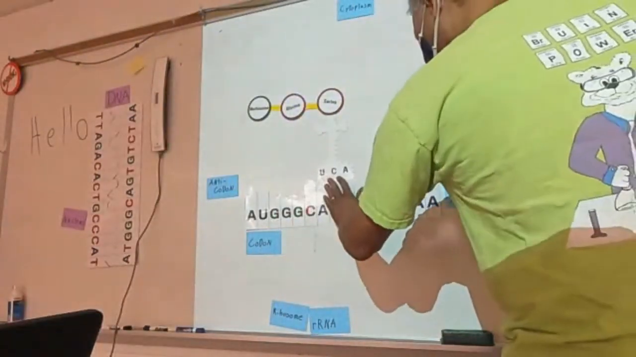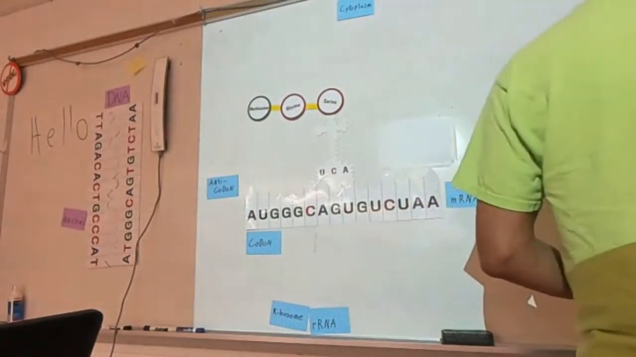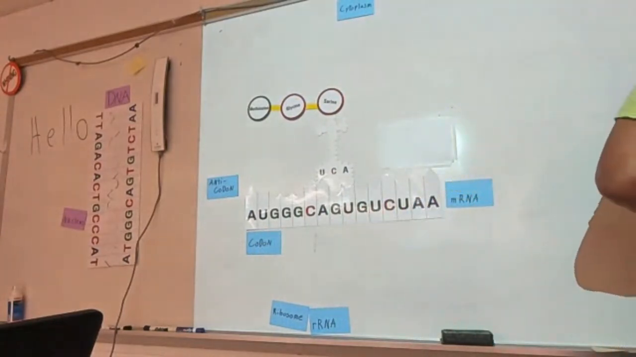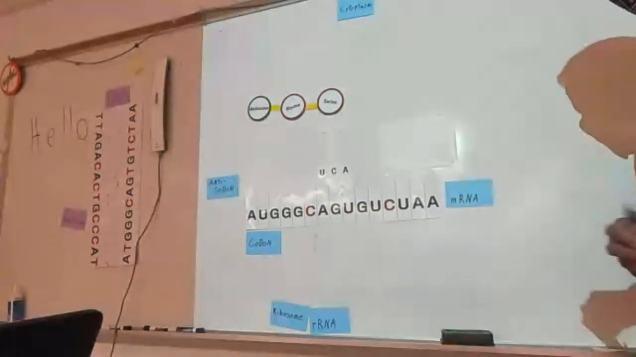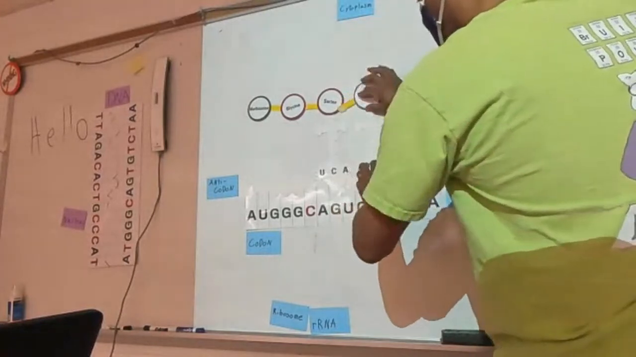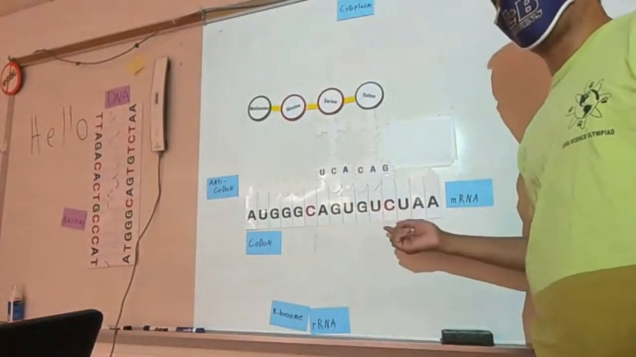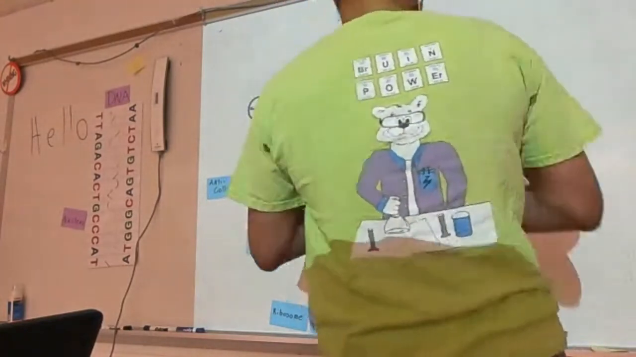Okay, hey, looks like we got another thing to translate. GUC. So tell me. Valine. By the way, valine is one of those that has like 4 combinations, but it's usually the third base that could be variable. Okay. All right.